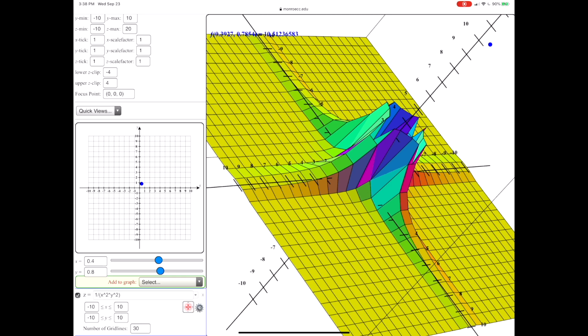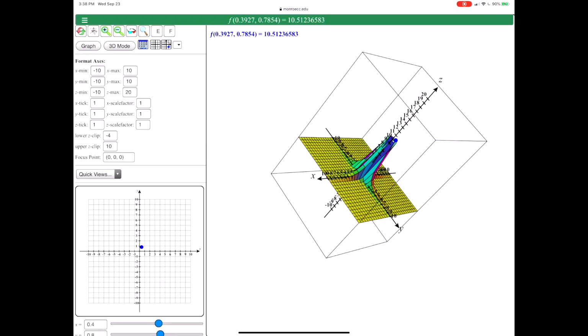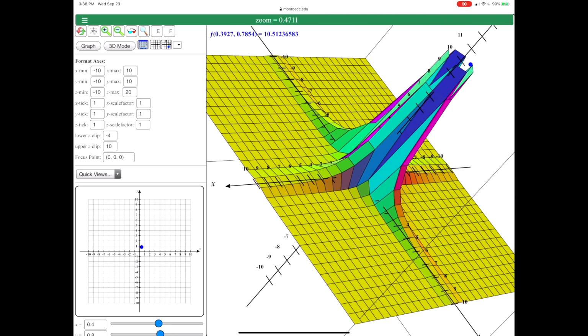So my scale, of course, is off. I don't have all of the z stuff. I think my upper and lower are clipped at 4, negative 4. So maybe this is a better visual. See where we are there. So here you can see right where our point is. So it's really pretty interesting. But you can see that it's going to increase without bound as we approach zero from both the left and the right side.